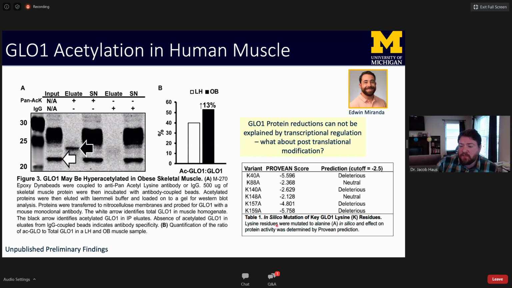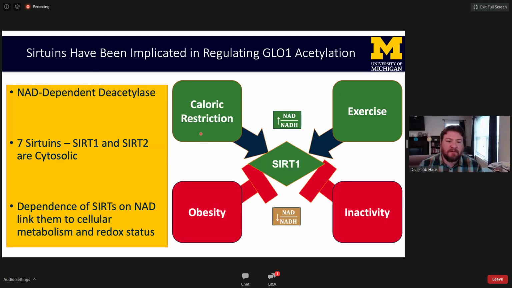And so he performed some in silico mutations to determine whether or not key arginine residues in the GLO1 protein would result in potentially deleterious enzymatic function. And sure enough, many of these residues would result in a deleterious enzymatic function in an in silico model. And so Edwin then went on to try to elucidate this mechanism a little bit further.